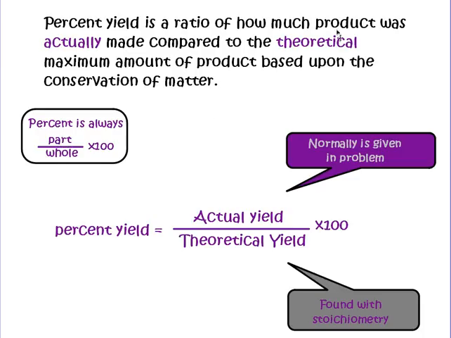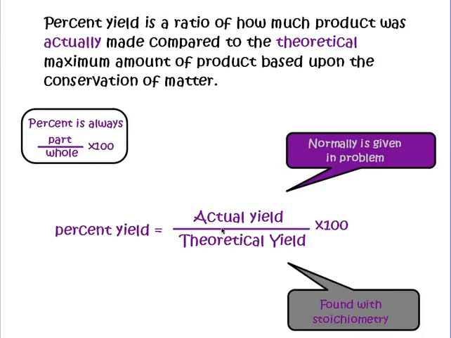Another thing I want to point out is that this is all about the product. In other stoichiometry problems, you might be calculating how much reactant you need. In this type of problem, that is not the case. You're going to be figuring out how much product theoretically could be made, and then figuring out what percentage of that was actually made. And then finally, we're going to take a look at these two terms here, actually or theoretically.